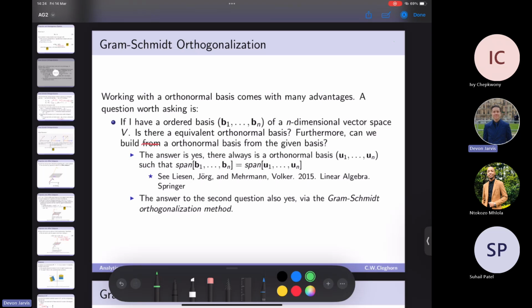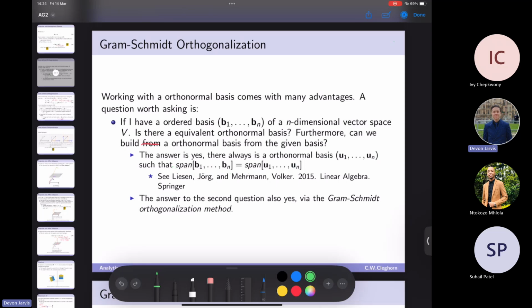And in terms of the notation here, we know that our vector space is defined in terms of those basis vectors, so a vector will sit somewhere in the span of our basis. But now we're going to go from the ordered basis B to something that's orthonormal, U1 to UN, all right? And the spans will be the same.